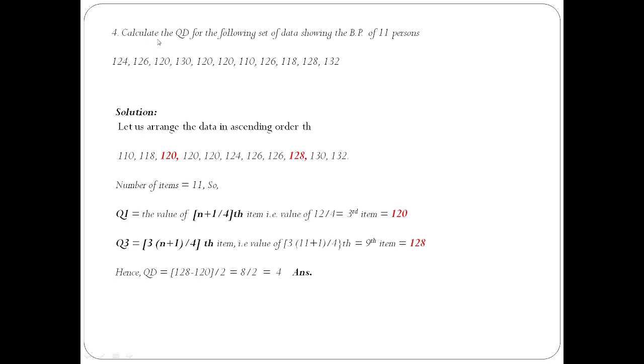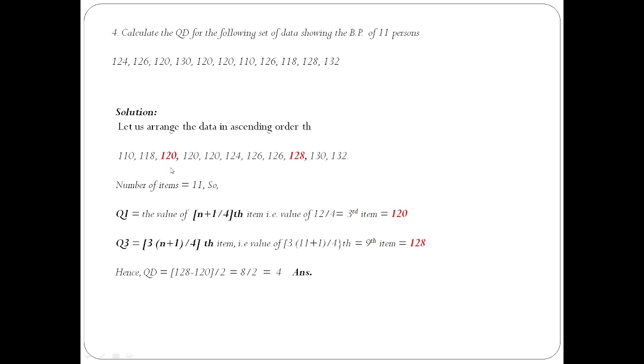So calculate the quartile deviation for the following sets of data showing the blood pressure of 11 persons. The blood pressure of 11 persons is represented here, and from here we need to find out the quartile deviation. At first we need to arrange the data in ascending order. So we arrange the data in ascending order.